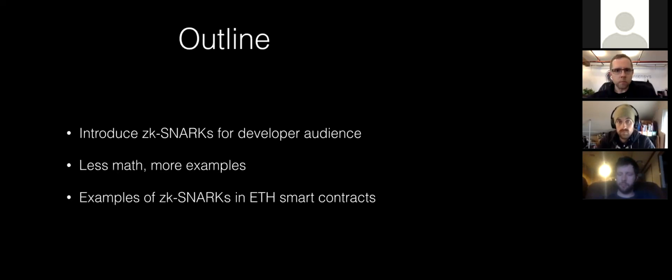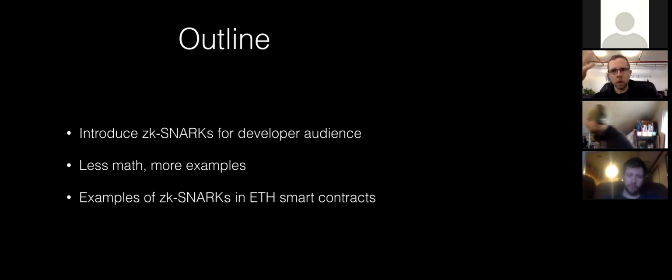If you're a developer. So the outline of my talk is basically going to be to introduce ZK-Snarks from a high-level functional perspective: how do they work, how do I use them, what can I get out of it. Not so much math, more about practical examples. Then I'm going to give an example of how to use ZK-Snarks in an Ethereum smart contract, how that may look. I don't know exactly how it will look, because I haven't been that involved in the actual implementation, but this is what we can expect.